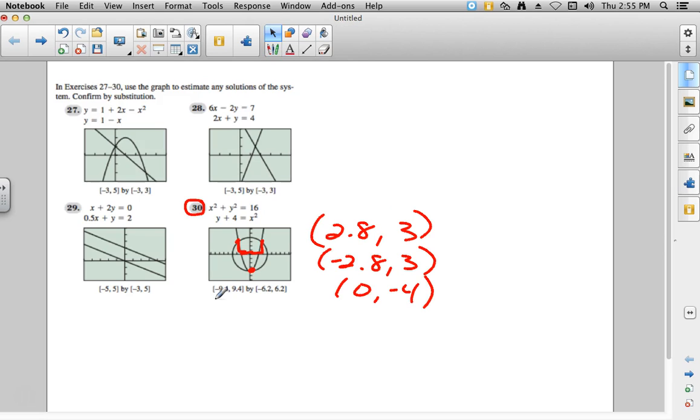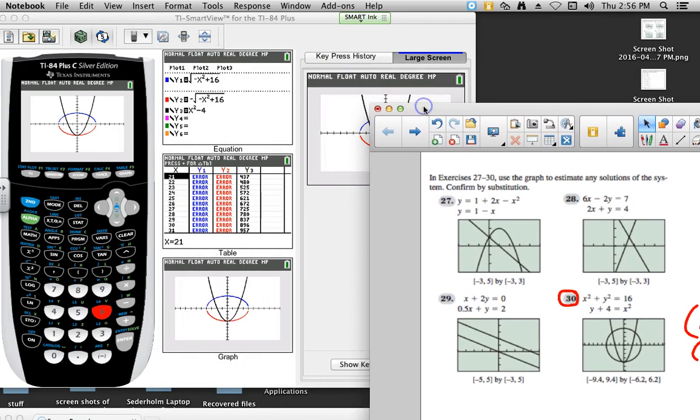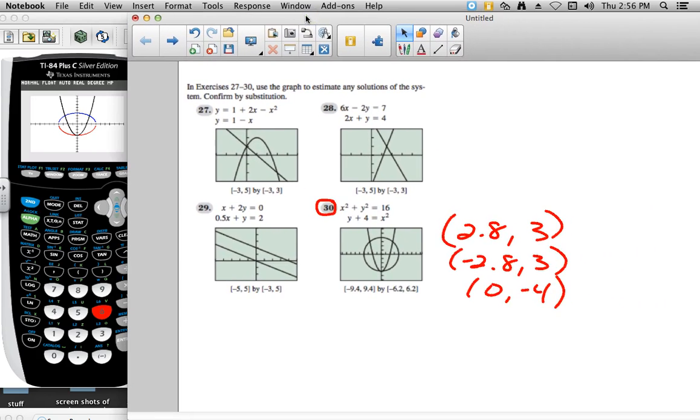Now that is truly all they wanted you to do, was just use the graph to figure that out. But then you look at the answers in the back of the book and you think, oh, wait a minute, I have to find this exact. Well, we could. I went ahead and punched these in. But what you have to do with these is get them into a y equals format so that you're able to punch it into your calculator.